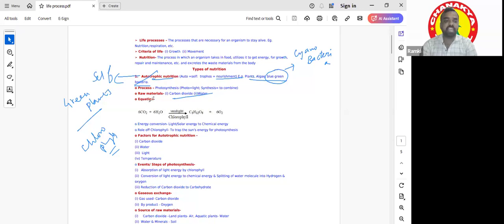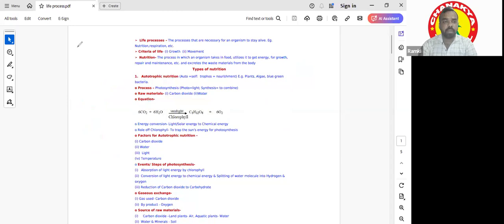This is the equation here. 6 carbon dioxide plus 6 water, in the presence of sunlight and chlorophyll, produces glucose, and oxygen is liberated. So what is happening here? Light energy is converted into chemical energy. Chlorophyll is a green pigment found in chloroplasts. Chloroplast is the site for photosynthesis.